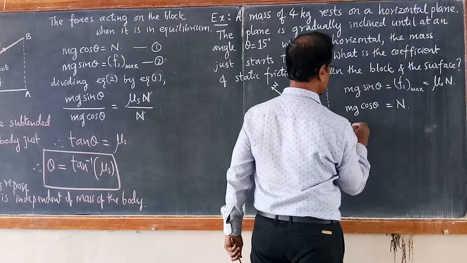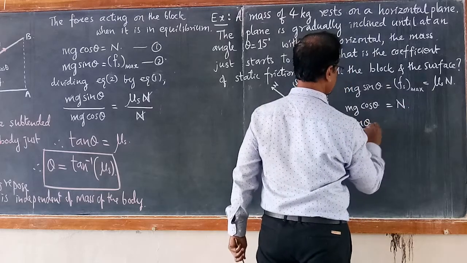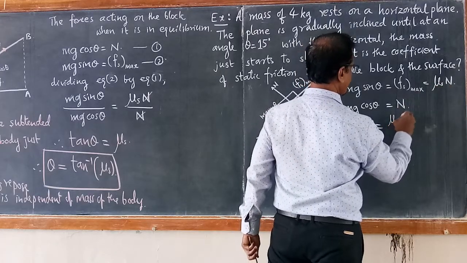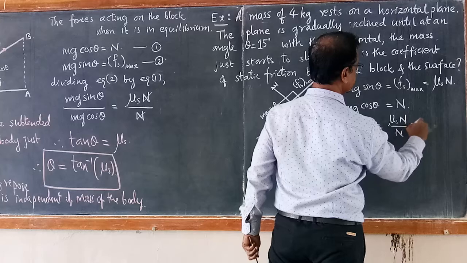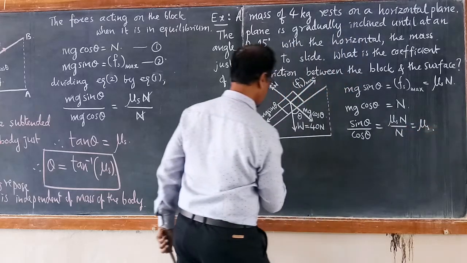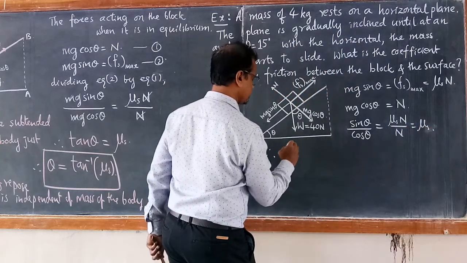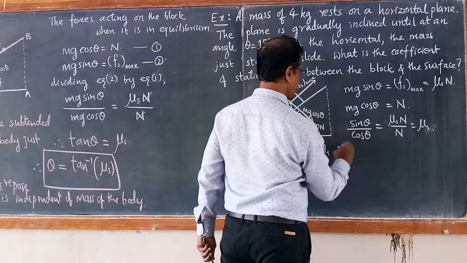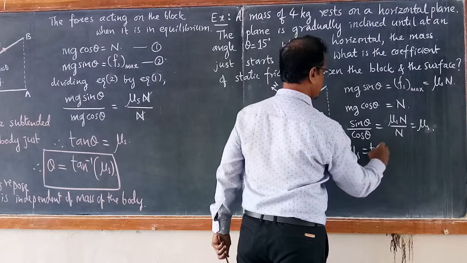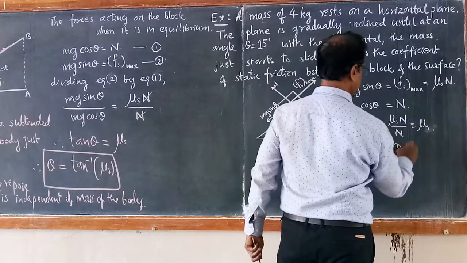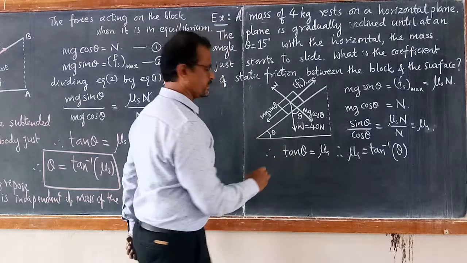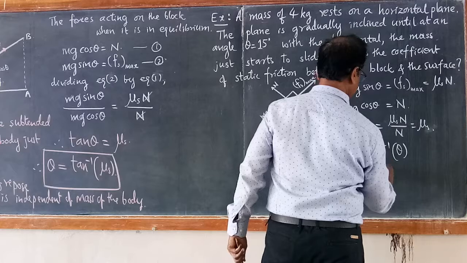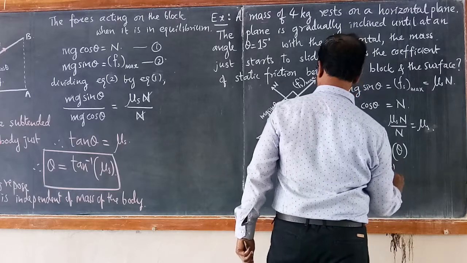So when you take the ratio sin theta by cos theta, it becomes equal to mu s N by N. So N cancels, so mu s. Therefore tan theta, here theta is given, tan theta equal to mu s. Therefore mu s is equal to tan of theta. So theta value is given here, 15 degree. So just substitute the value of theta.